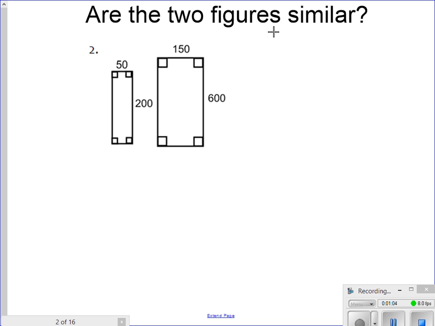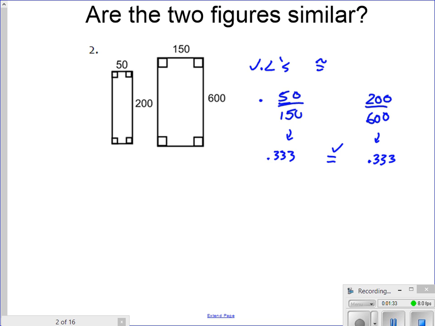For number 2, are they similar? Again, angles are congruent. So step 1, that's good. Step 2, check the sides are proportional. So 50 matches up with 150. And then 200 will match up with 600. Let's see if those two things are equal. 50 over 150, if you plug it into the calculator, is 0.333. And 200 over 600 is also 0.333. Those are the exact same thing. So sides are proportional. That's a check. Angles are congruent, sides are proportional, so these two things are similar.